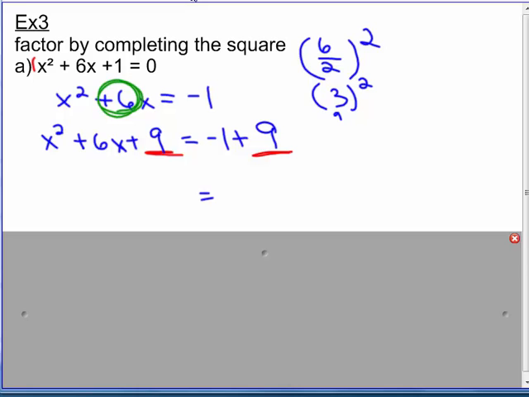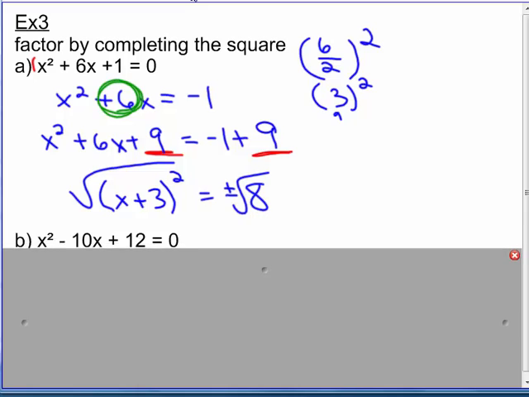At this point, now I factor the left-hand side. And it factors into x plus 3 quantity squared. And that equals 8. At this point, now it's just like example 1, just like 9.1 that we were doing before. How do I get rid of the squared? I take the square root.